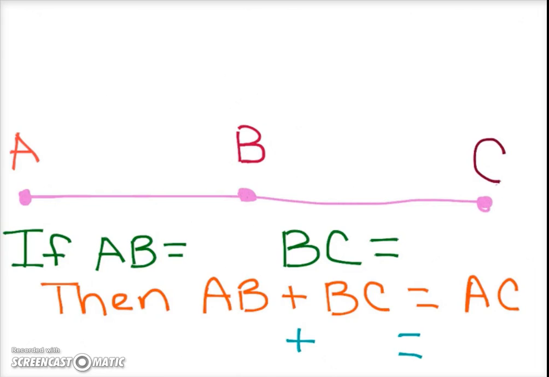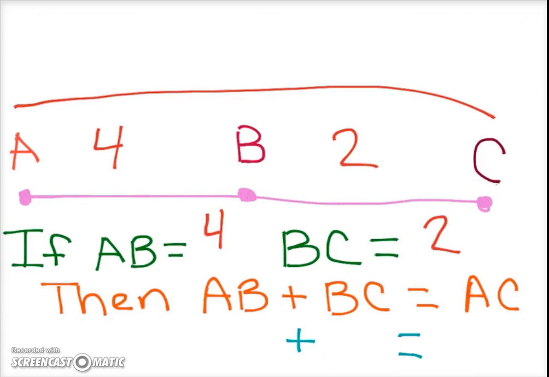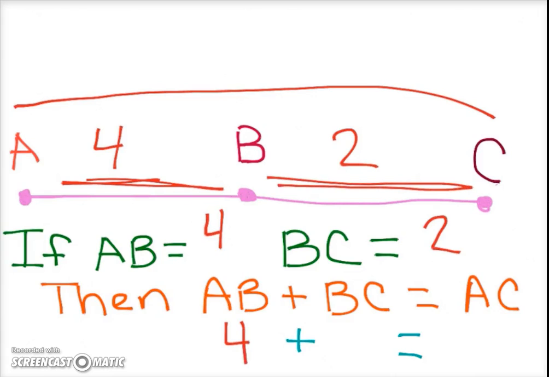So let's do a quick example. On here we have AB and then BC, a whole entire line. Let's just say that AB equals 4. We'll write a 4 there, and bring it down here too. And BC equals, let's say, 2. How long is the entire segment from A to C? So let's use our formula. AB, which equals 4, plus BC, which equals 2, equals the entire line, which we can easily see is 6.